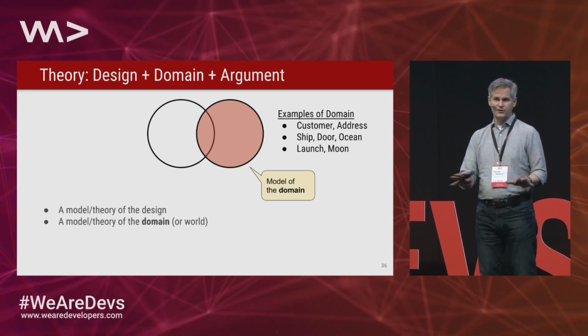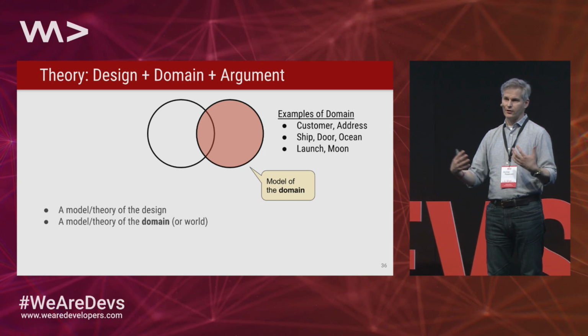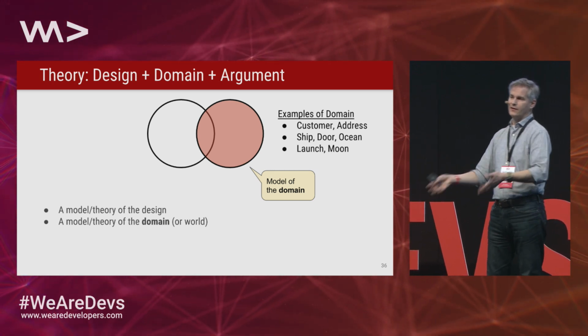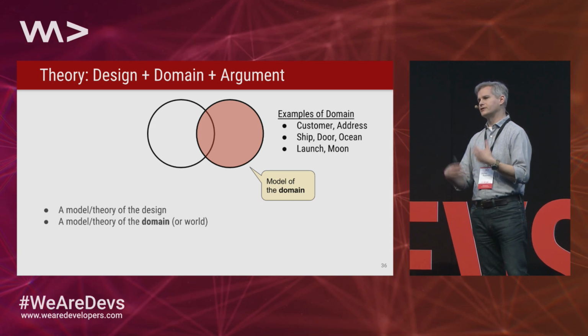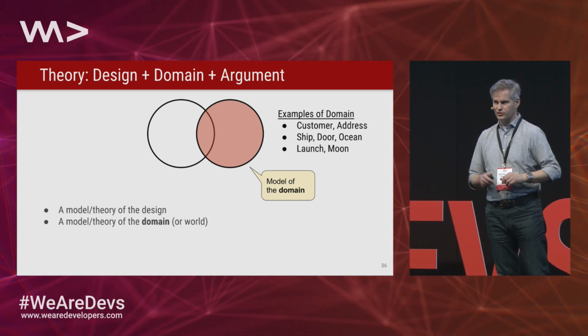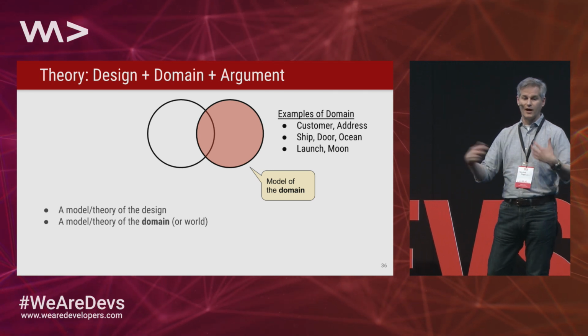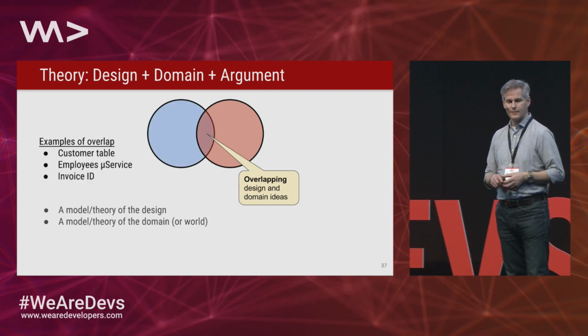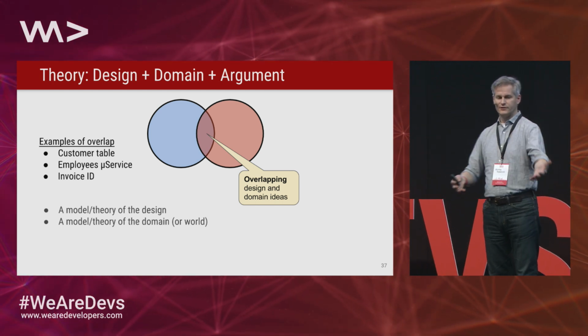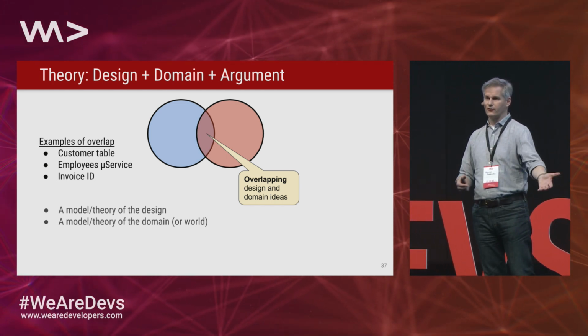Now, these are not things that you knew about before you joined your current company, but anybody else working in that domain would understand those things, okay? So your subject matter expert or your product manager would know these things. So both of those should be in the code, visible in the code, recoverable by your teammates. And of course, there's things that overlap. So we have a customer table or an employee microservice.